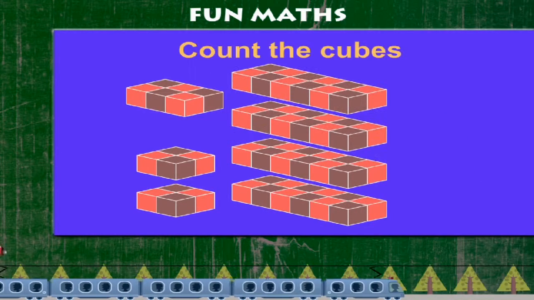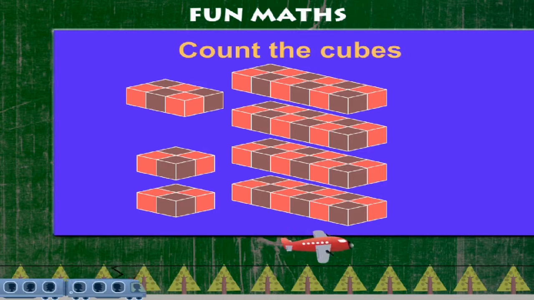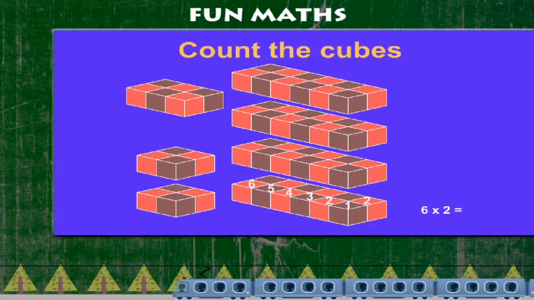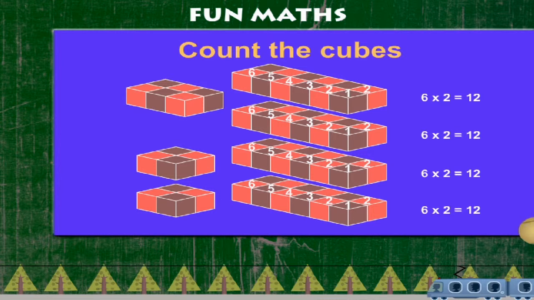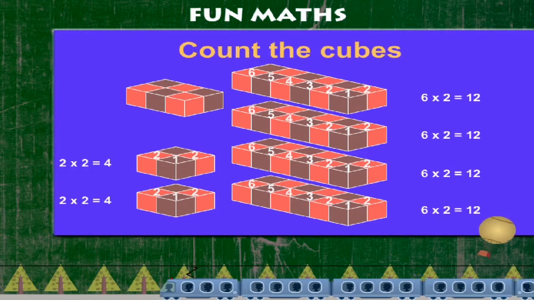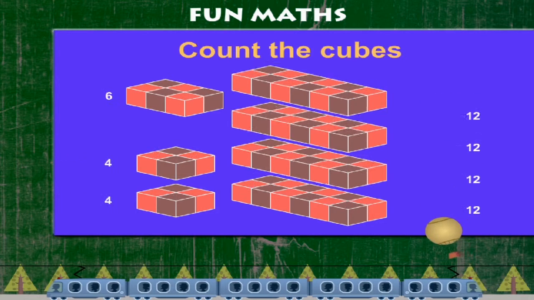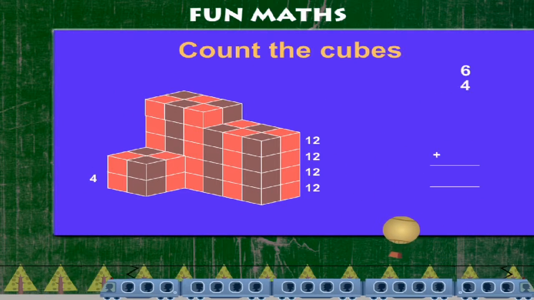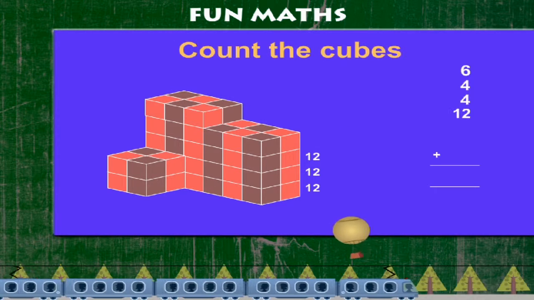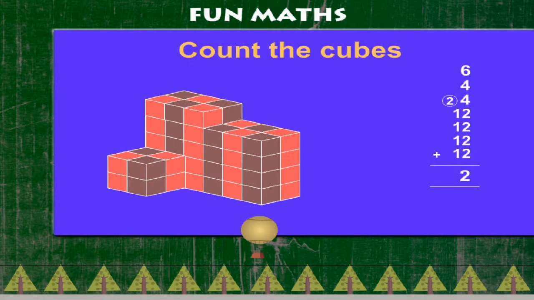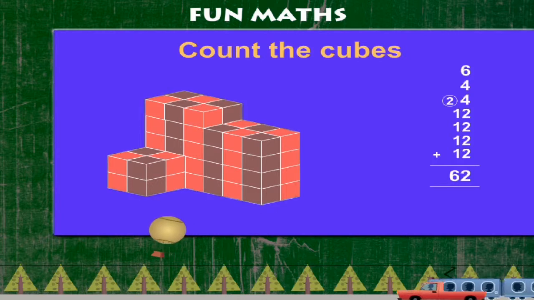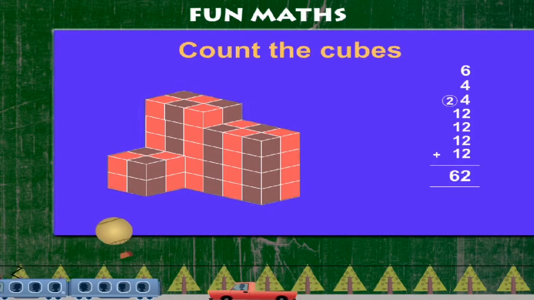Here is another pack of cubes. Separate the layers. 5 layers and 2 layers is 7 layers. Count, it's 6 into 2 is equal to 12 cubes. There are 4 such layers. The next are 2 layers of 4 cubes and 1 layer of 6 cubes. The total is 6 plus 4 plus 4 plus 12 plus 12 plus 12 plus 12. This adds up to 62 cubical blocks.